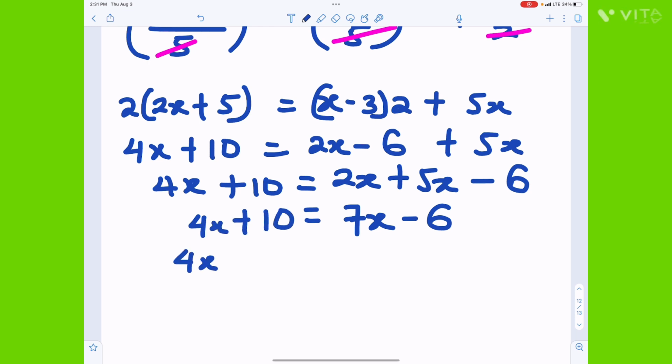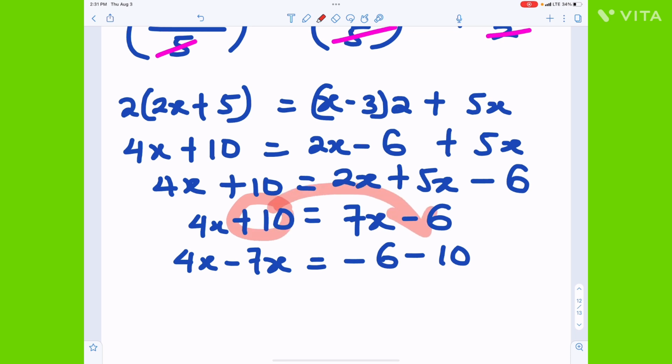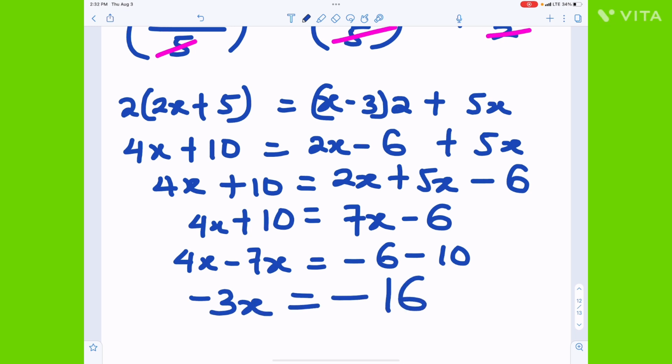So 4x minus 7x is minus 6 minus 10. Can you see that? Plus 10, across the equality sign will become what? Minus 10. Taking across to the right hand side, we change to minus 10. Then 7x is plus 7x here. Brought to the left, it will become minus 7x. That gives me what? Minus 3x is equal to minus 16.